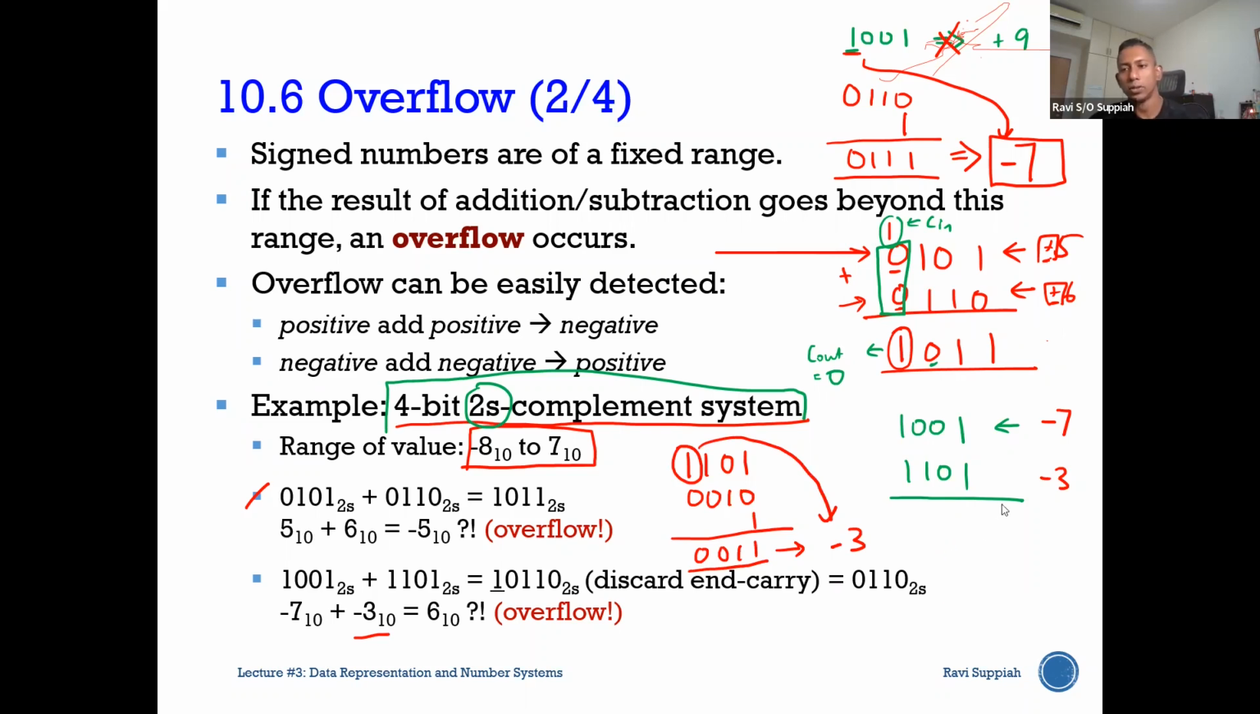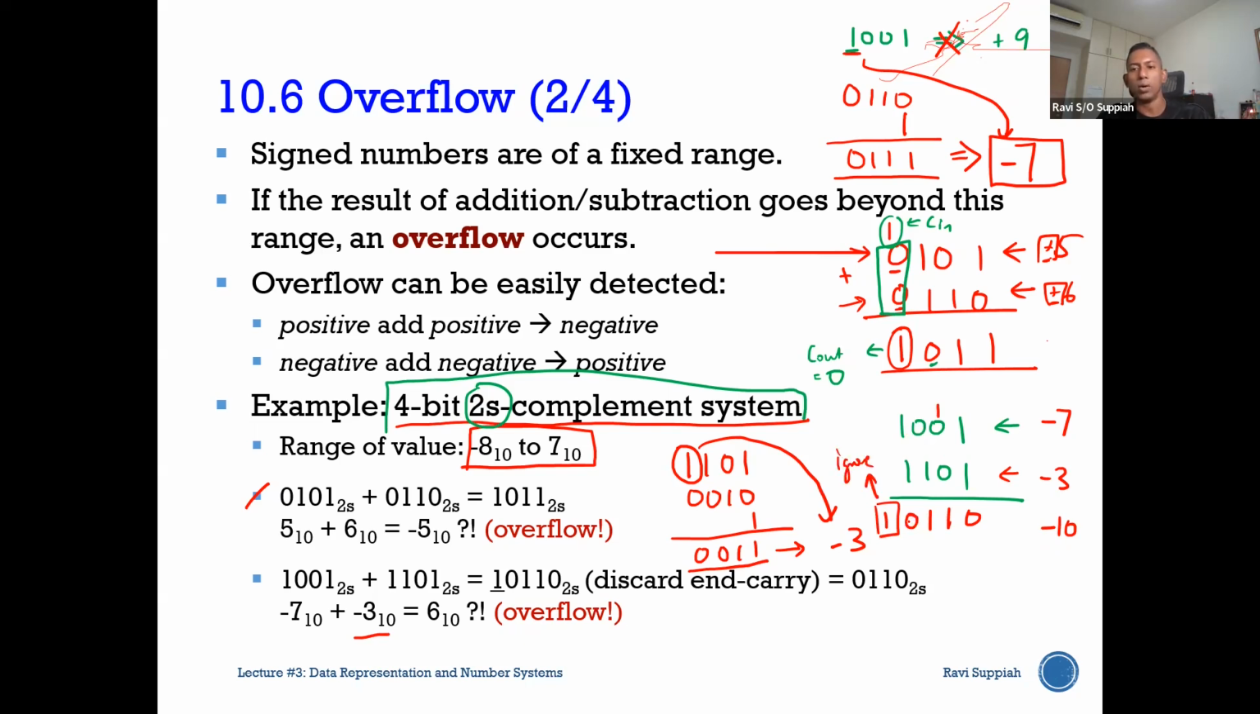Once you know how to interpret it, you can see that negative 7 plus negative 3 is supposed to give me negative 10. But again, this is beyond the range. So 1 plus 1, you get 0, carry 1. 1 plus 0 is 1. 0 plus 1 is 1. 1 plus 1 is 0, carry 1. The most significant carry you can ignore. No need to worry about this.